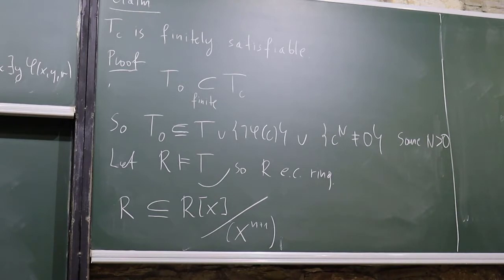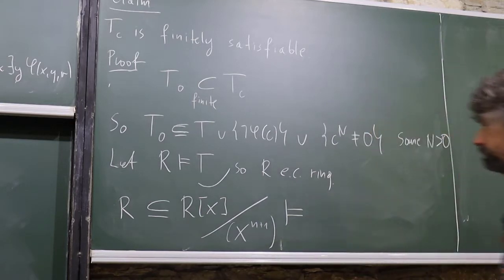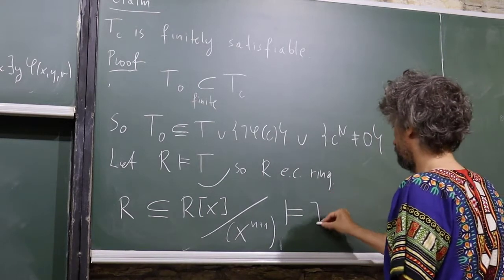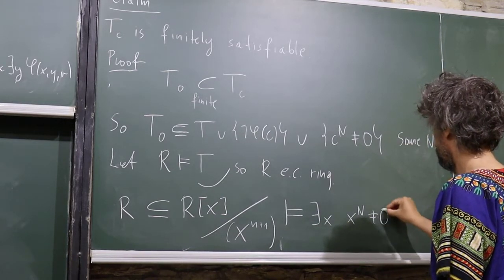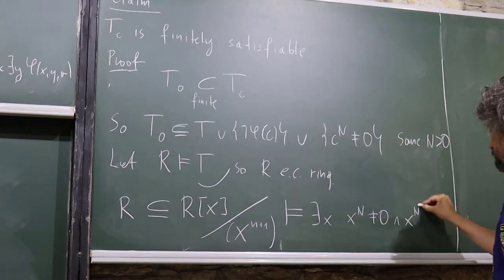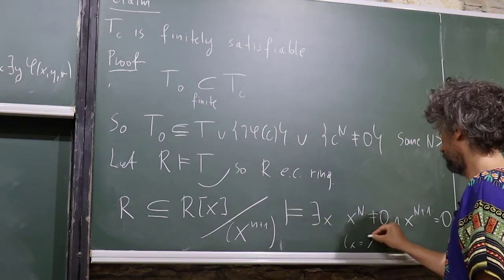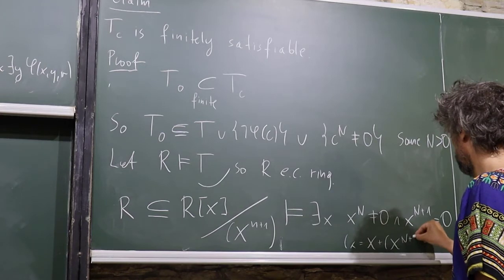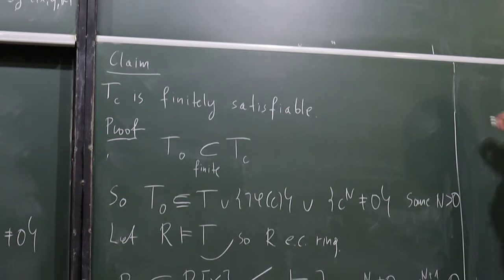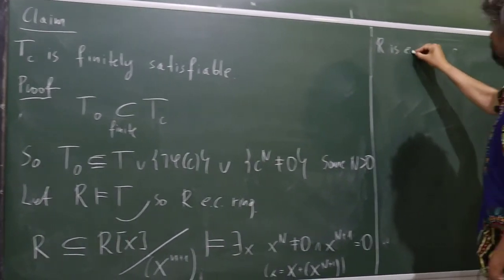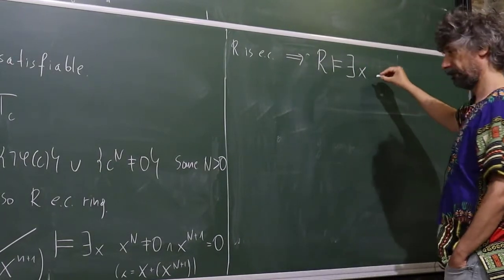So here we have an element in this ring. It is true that there exists an element x such that x to the n is not 0, but x to the n plus 1 is 0. So since R is existentially closed, the same is true here.